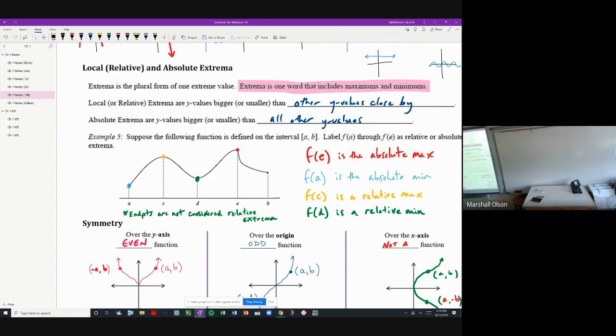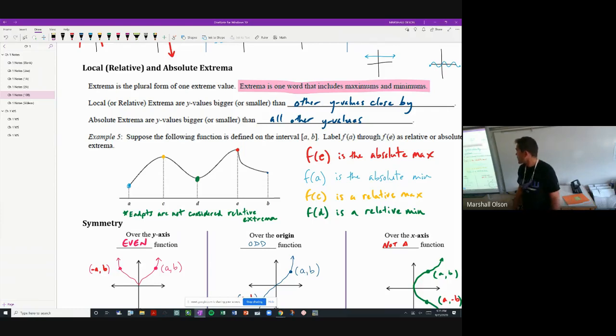So in order to be a relative maximum, it has to have the highest y value compared to points on both the left and right of it. If it's an endpoint, that doesn't fit the definition, because it's only higher, or lower if we're talking minimum, than points on one side of it. So we are going to stick with the idea that endpoints are not relative extrema. They can be considered absolute extrema, but not relative extrema.